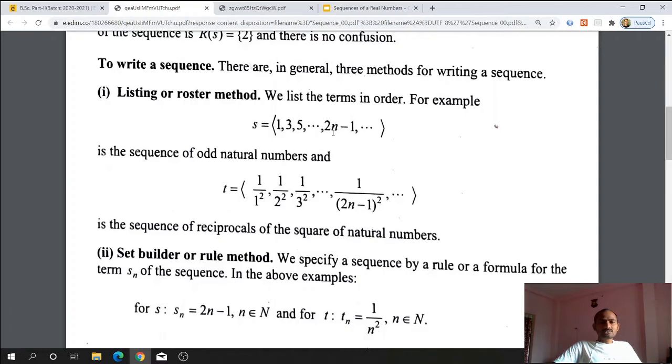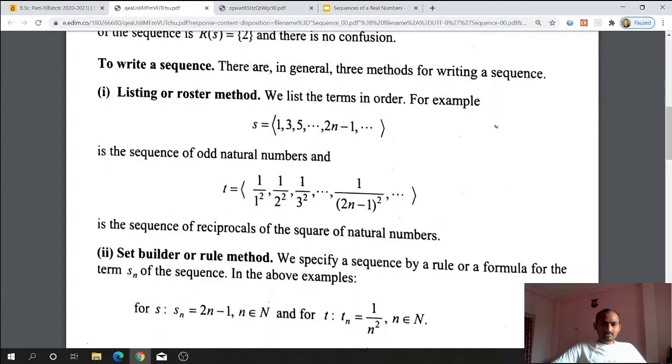Actually, this is a sequence of odd numbers. So see, 1, 3, 5, and so on, 2n minus 1, these are the odd numbers, and this is a sequence of odd numbers. There are infinitely many odd numbers, so this is an infinite sequence of odd numbers, but we write this sequence in a listing form. We can write this sequence in tabular form, builder form or rule method also. So this is one example for the listing method.